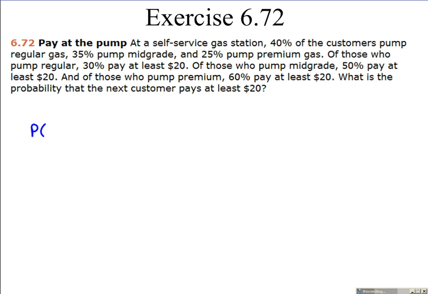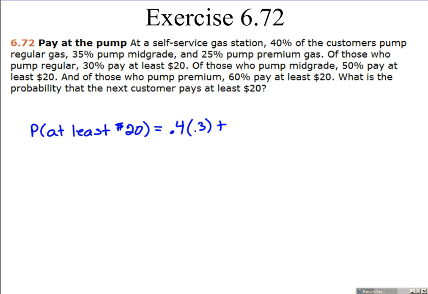So if we want to find the probability that the next customer pays at least $20, we need to take all three of the possibilities into account that could happen. The customer could pump regular gas. In that case, there's a 40% chance that they pump regular gas. And of those 40% of the people, there are 30% that pay at least $20.